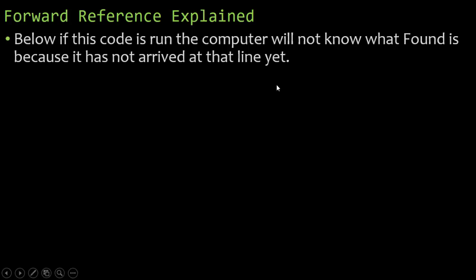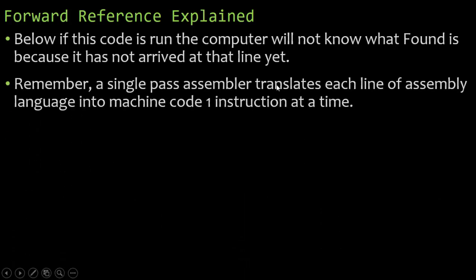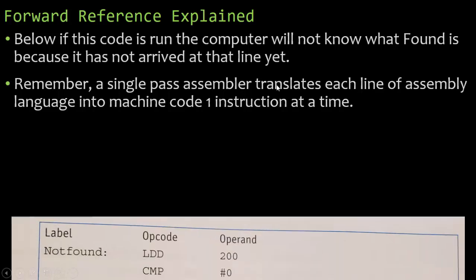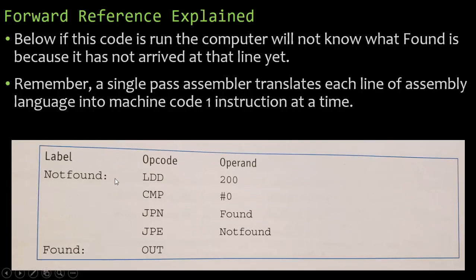The computer will not know what found is because it hasn't arrived at that line yet. Remember, a single pass assembler translates each line of assembly language into machine code one instruction at a time. So here we have LOAD 200, CMP #0, JPN found, JPE not found. We'll talk about what JPN and JPE are, don't get overwhelmed by it. Super easy, we'll get to it.